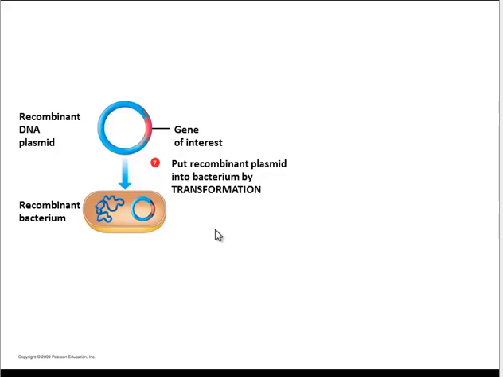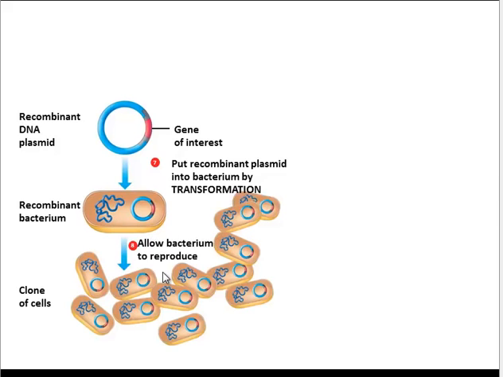So now we're going to let this bacteria cell reproduce. And in a matter of days, we'll have millions and millions and millions of identical bacteria, all of them with this recombinant plasmid that contains the gene for human insulin. So we're going to let these bacteria produce human insulin.